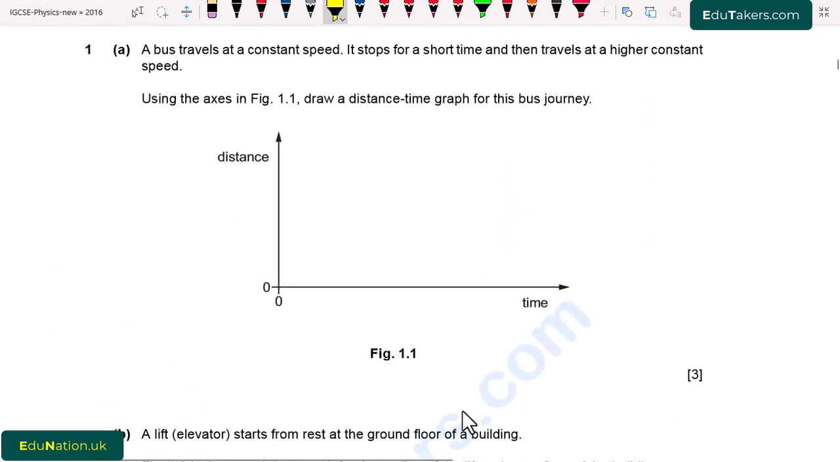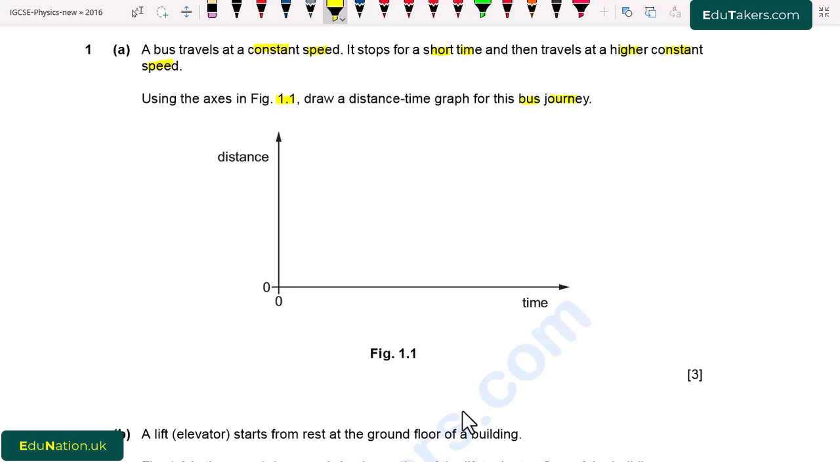Question number 1, Part A. A bus travels at a constant speed. It stops for a short time and then travels at a higher constant speed. Using the axis in figure 1.1, draw a distance time graph for this bus journey.